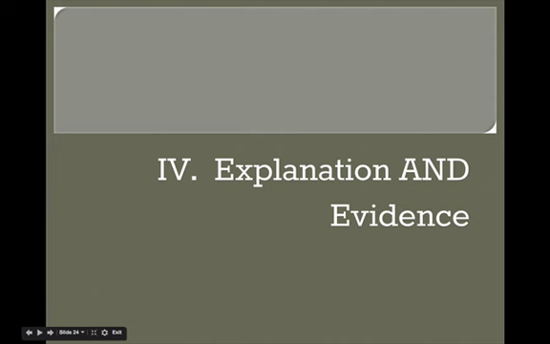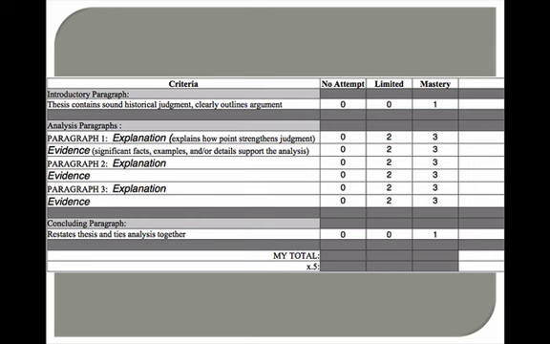I'd like to take a couple of minutes here to talk about the explanation and evidence component to writing for social studies. If you can see on the rubric, there are a couple of different spaces in each paragraph. One asks you to give and hopefully master an explanation for each analysis paragraph, but there's a second piece right in here called evidence.